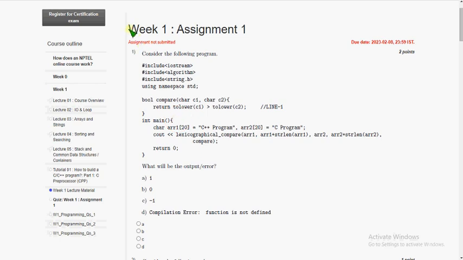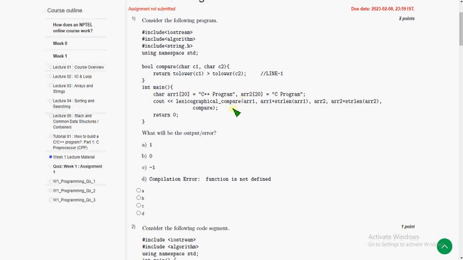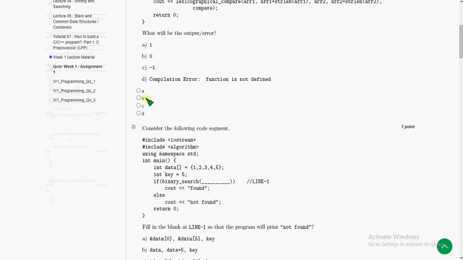In this video, I am going to give you the solutions for the week 1 assignment of the course Programming in Modern C++. So let's go to the first question. Here they gave a program and they are asking the output or any error if it occurs. When I did this in my compiler, I got the answer as option A, that is 1. So mark option A for the first question.